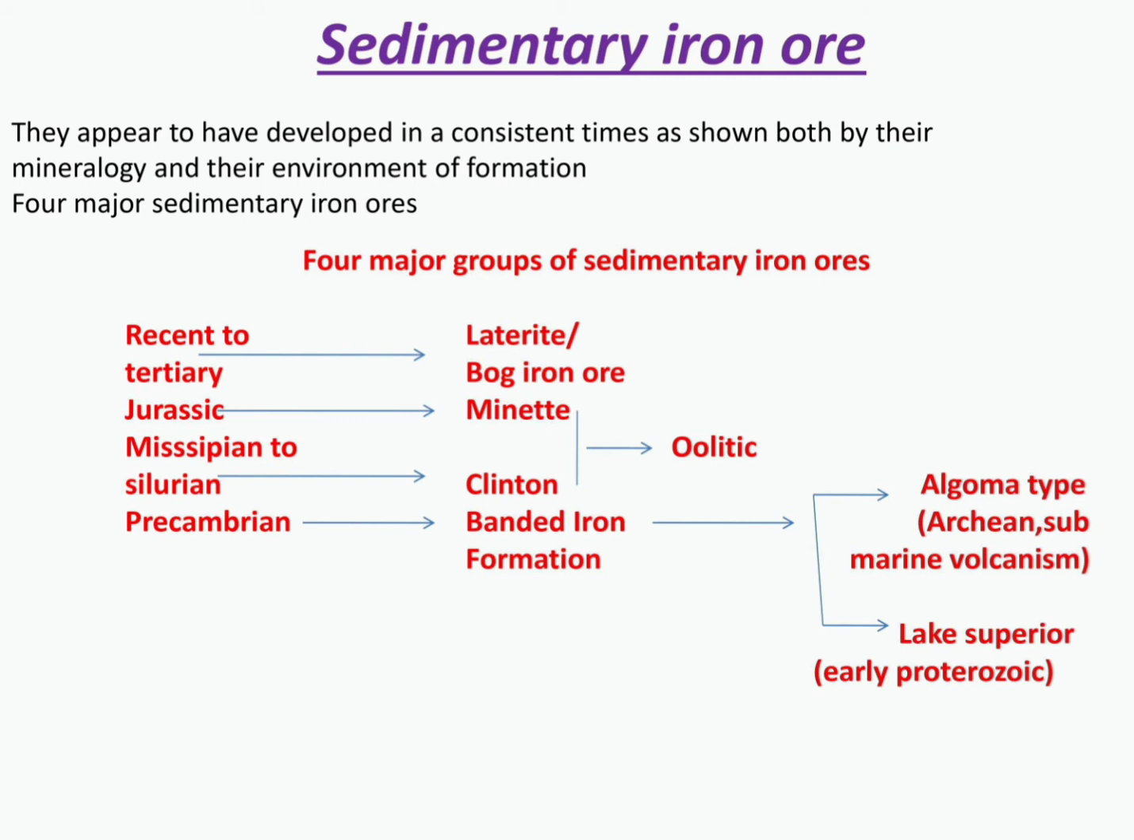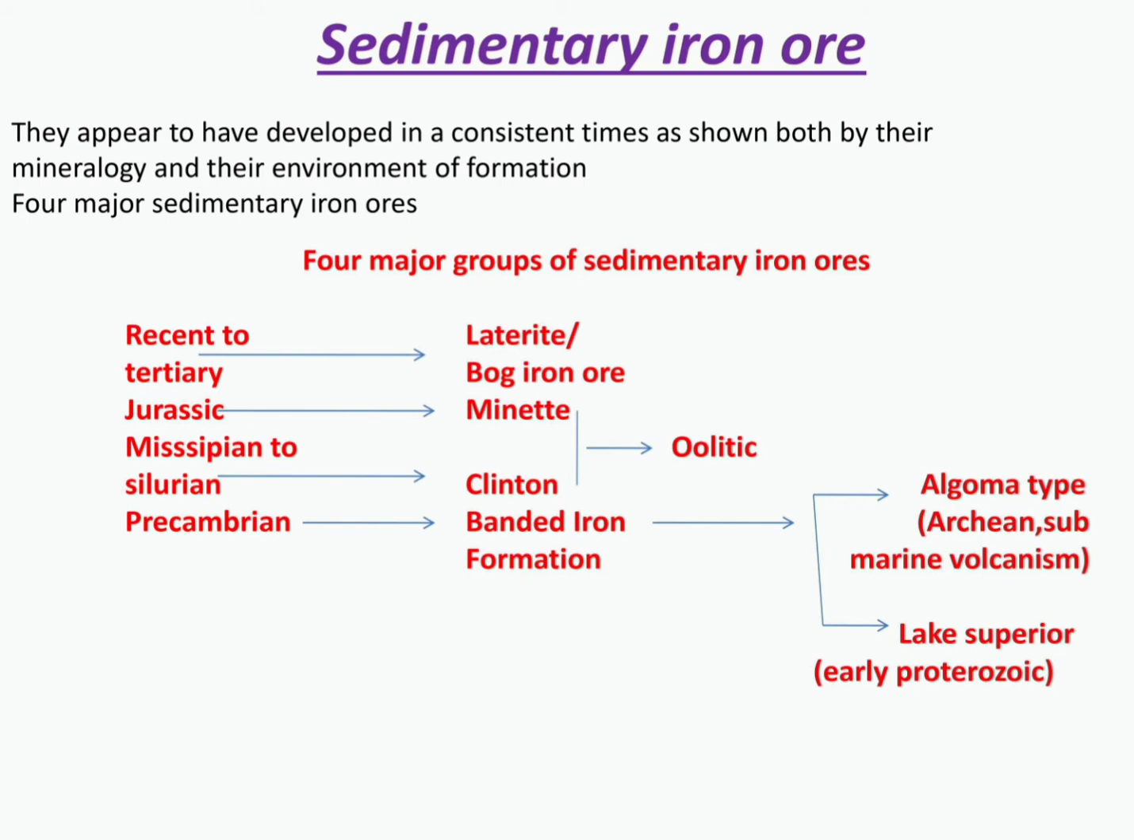And the other one is Lake Superior. Okay, these Lake Superior types were deposited and formed a Lake Superior type of sedimentary iron ore, and they have an age of early Proterozoic. Okay, so in the Precambrian you will see two types of iron ore, Algoma and Lake Superior, and as for their environment, the Algoma formed in submarine volcanism, and the Lake Superior formed by the deposition of the iron ore.